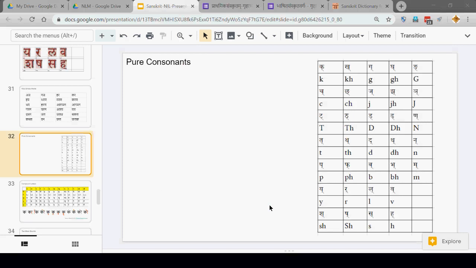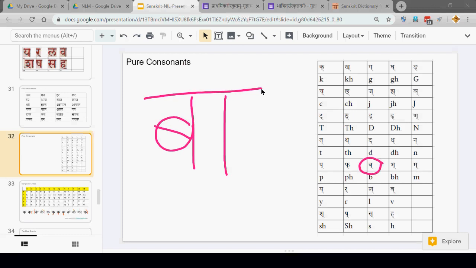What about B? We can take B also. The base is like this, ba. Where is ba here? Here. If you add a vertical line, it makes it ba. Start from the top, complete the loop touching the added vertical line. This makes it bi, sounding like bi.